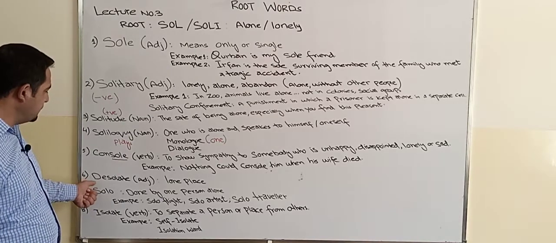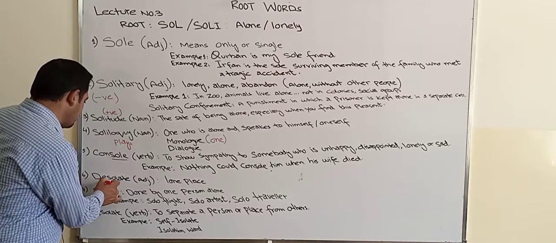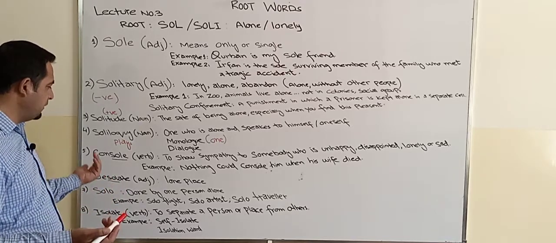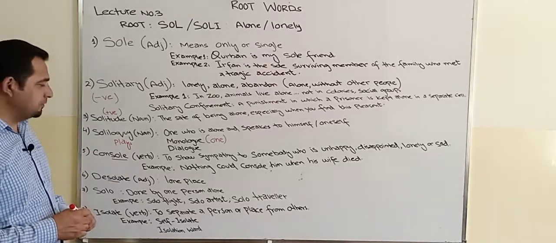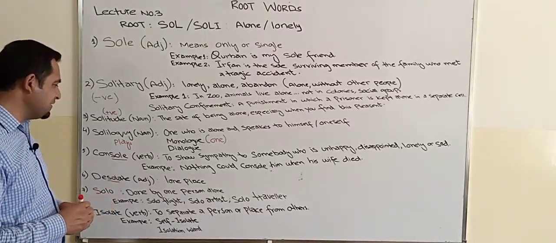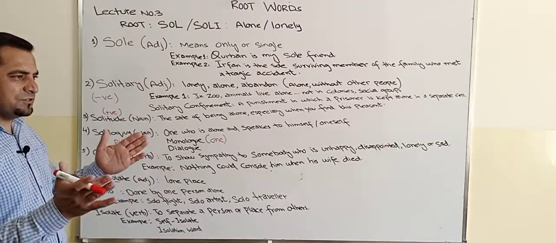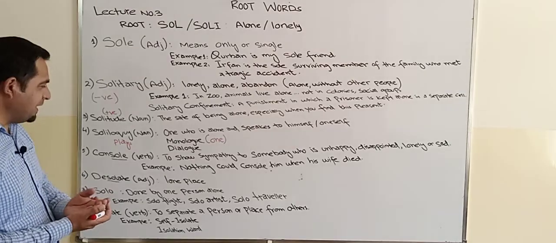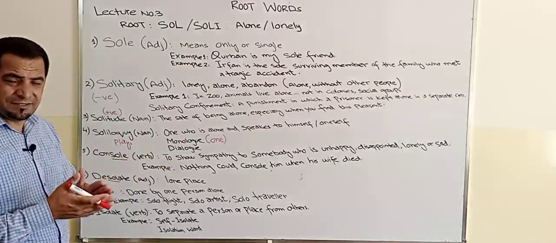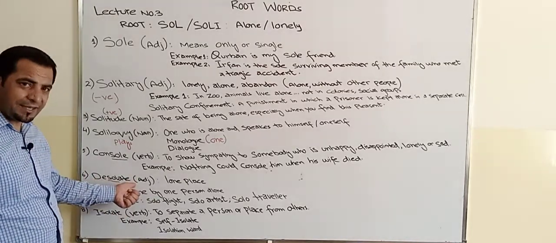And then the sixth word, desolate. So again, we have the root word sol here. It's an adjective, used to refer to a lone place. Now it could be used with a person as well. For example, a place which is not populated, very lone, deserted, isolated, is called a desolate place.